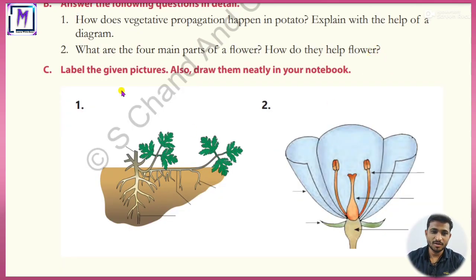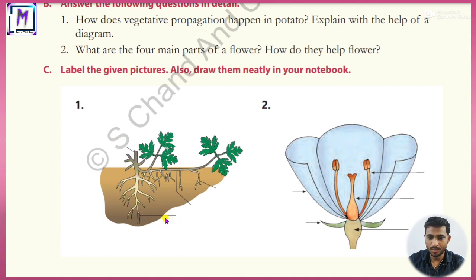So let's take the last question now. Question C. Label the given picture, also draw a neat diagram of them in your notebook. So let's take the example of the first diagram. You can see the plant shown here, it's a type of sucker, as its horizontal stem is growing below the soil, and this plant is the mint plant, right? Just observe the first line shown here, we have to name it the main stem. This is called the main stem because this stem is the sucker.